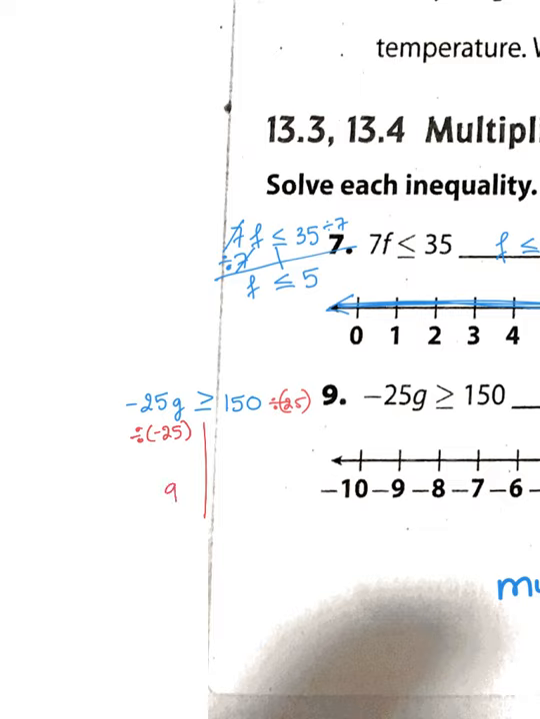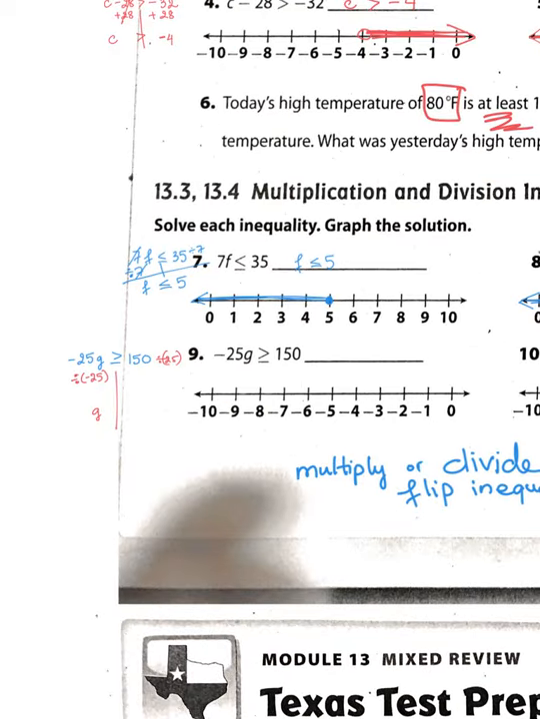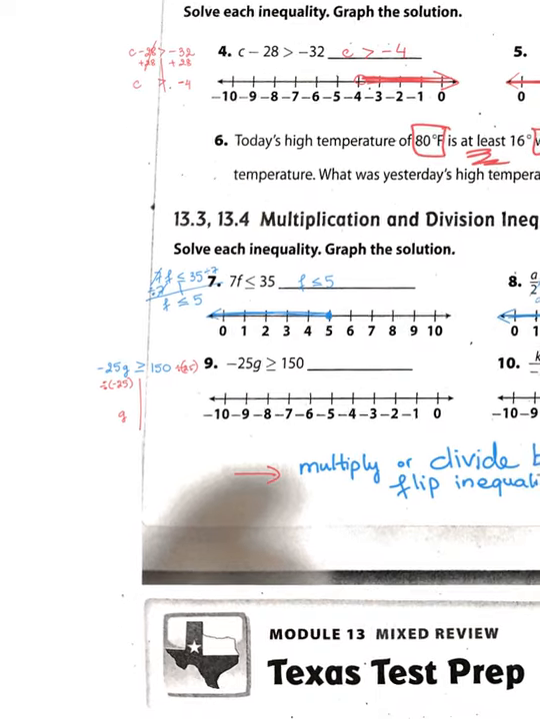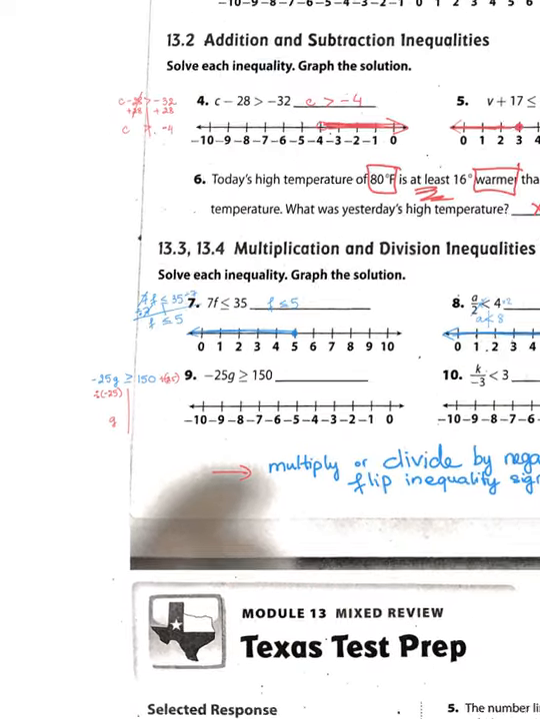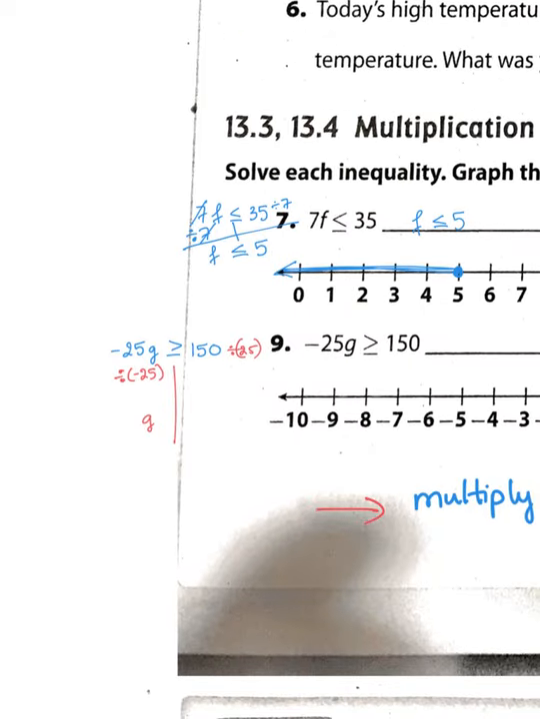Now, it is very important for you to remember this one right here. When we divide by a negative, we're going to flip it. So we actually divide by negative 25, so we're going to flip the inequality sign. See that? And then 150 divided by 25. How many times does 25 go into 150? It's 6 times. 6 times 25 is 150. And a positive divided by a negative, your answer will be negative 6.